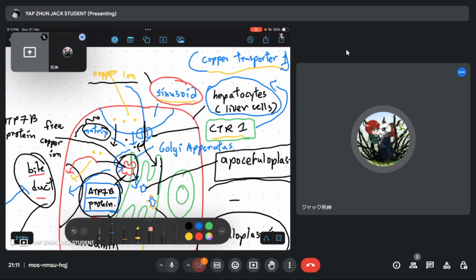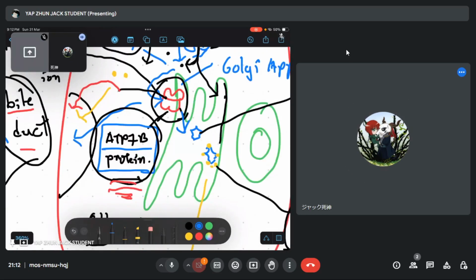But here we have a barrier. We call it ATP7B protein. This is one of the, we can say, doors to enter the Golgi apparatus. Here, I just draw one, but actually on the membrane of the Golgi apparatus, there are a lot, but I just draw one for easy explanation.